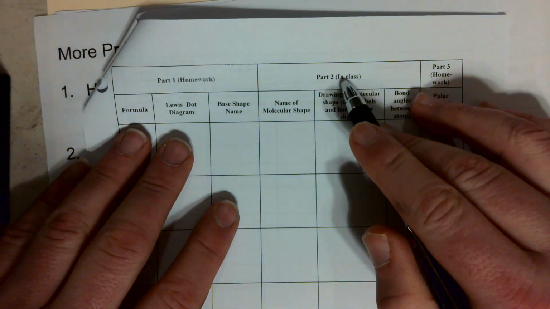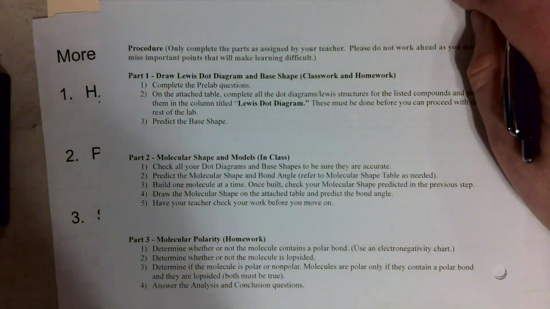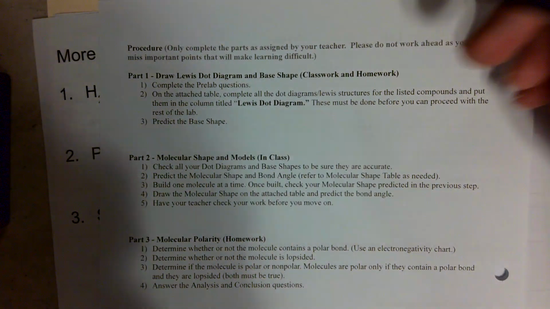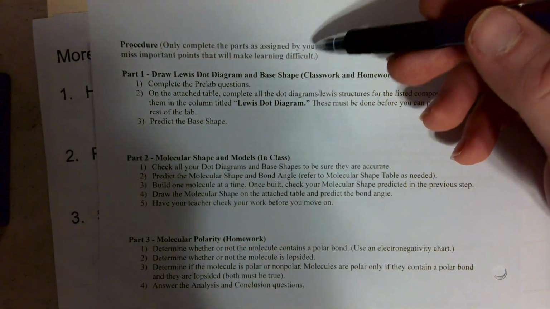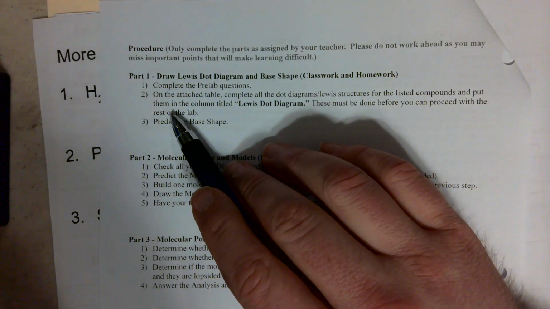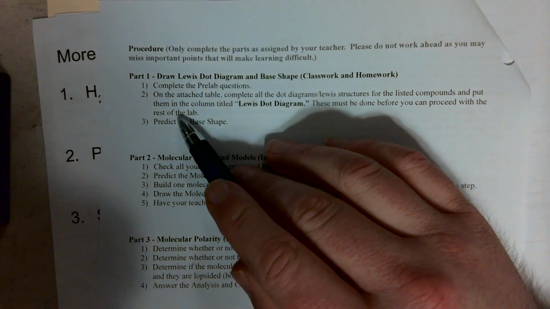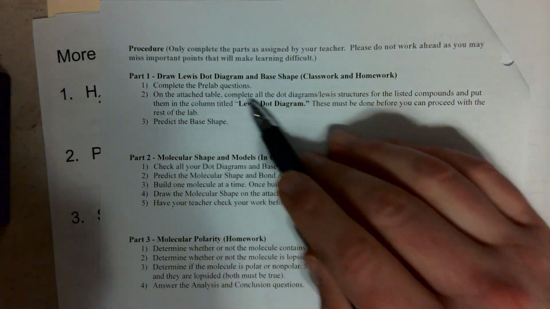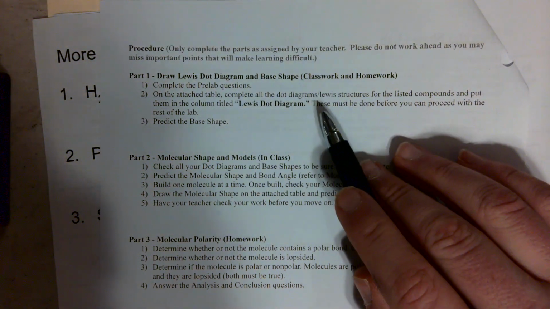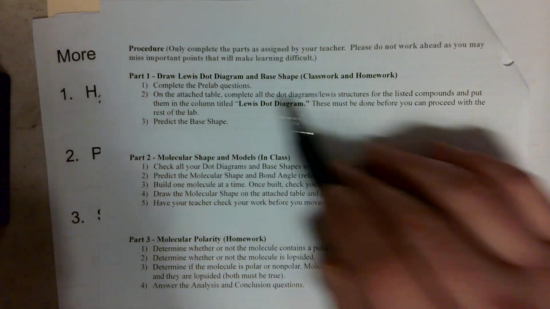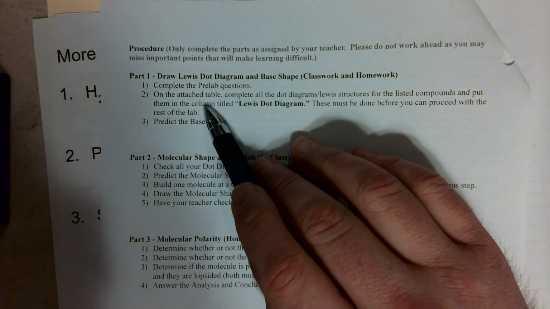Notice that the several pages have it broken up into Part 1, Part 2, Part 3. I also have a detail of the different parts on the second page. So we have the procedure. Only complete parts assigned by your teacher. Please do not work ahead as you may miss important points and it will make the learning part difficult. So for part 1, for 2 pages, you're going to draw the dot diagram and you're going to identify the base shape of your molecules. Complete the pre-lab questions on the attached table.